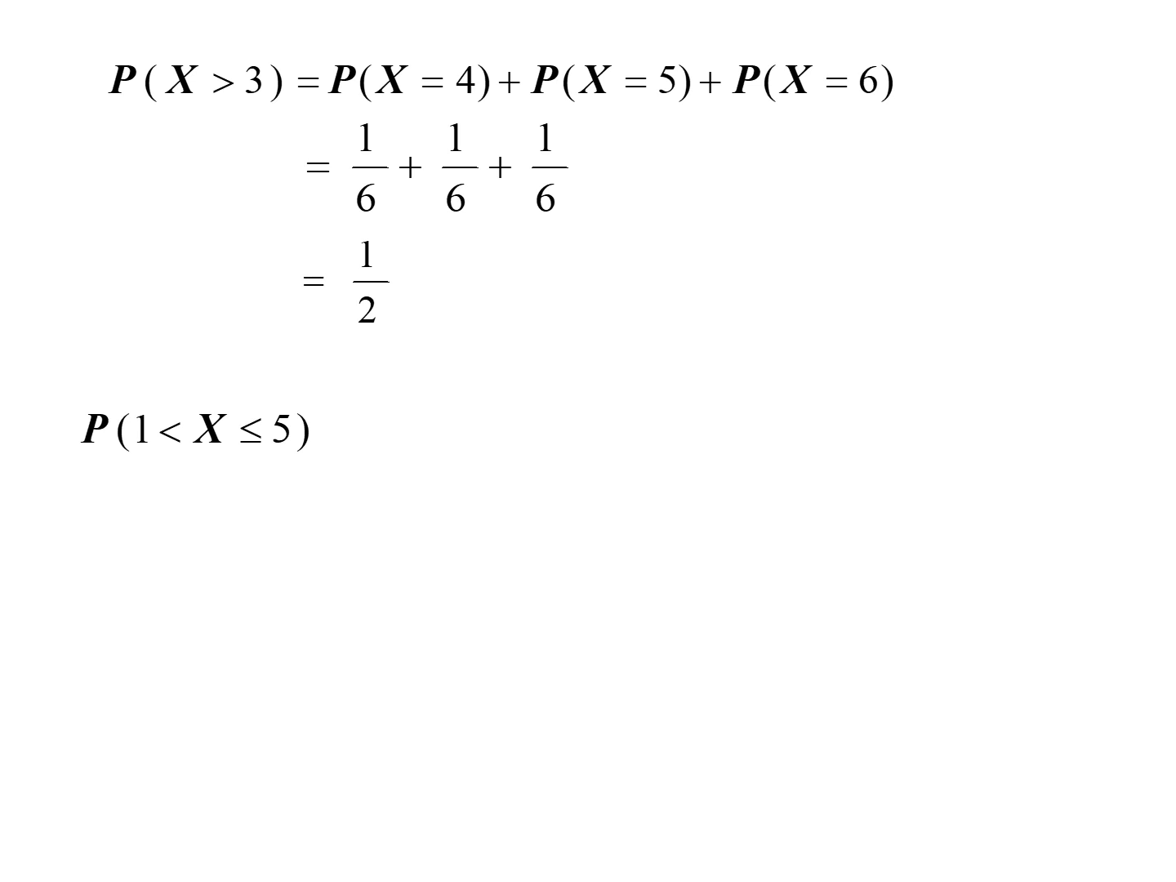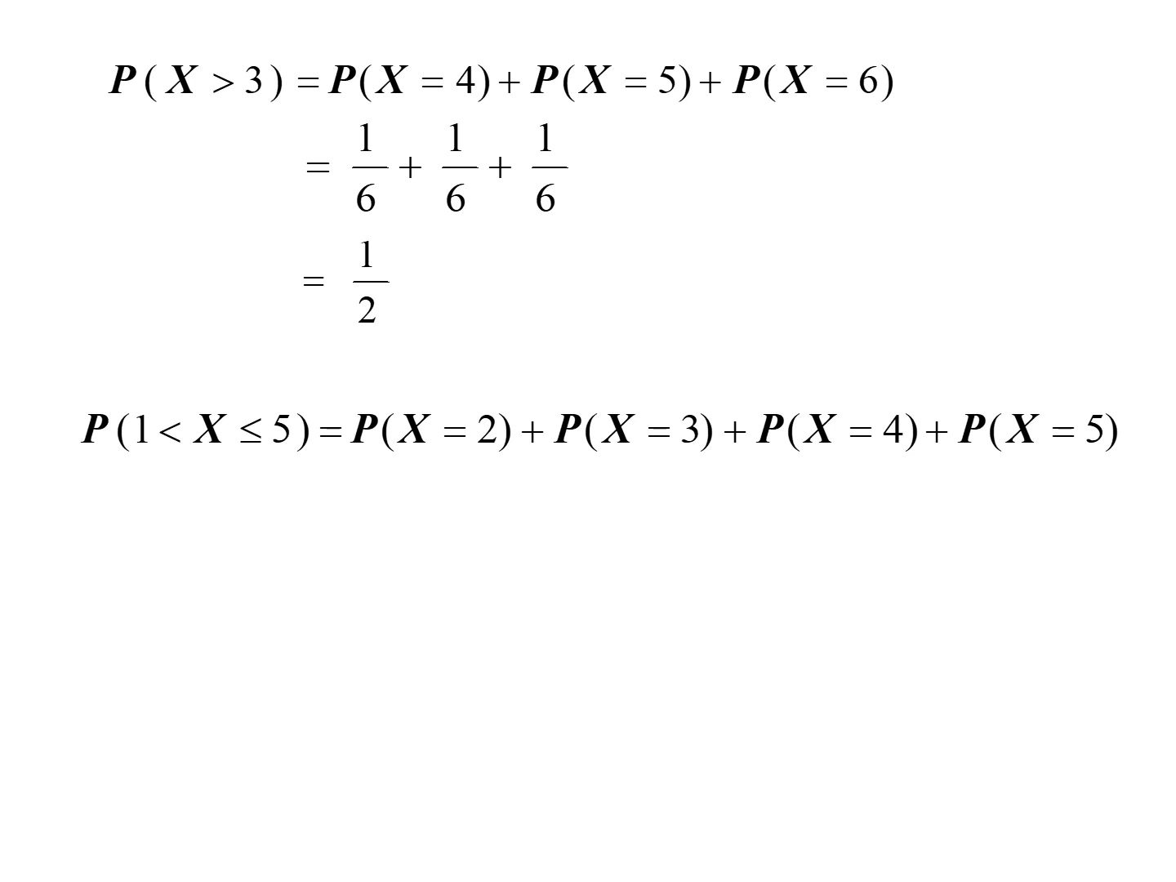Then for the probability X is less than or equal to 5, greater than 1, it is equal to probability X equal to 2 plus probability X equals to 3 plus probability X equal to 4 and probability X equal to 5. Then each of them has the probability 1/6. After the summation and simplification, we will get the answer is 2/3.